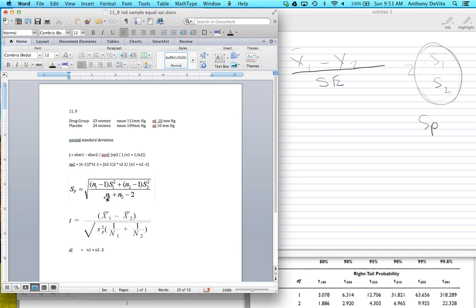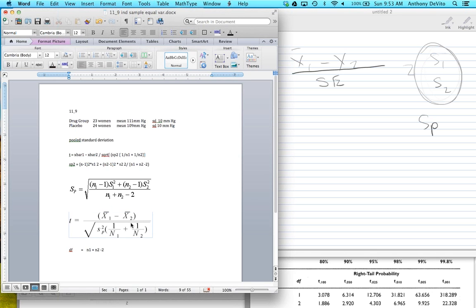Divide that by the two sample sizes combined minus 2, or in other words, n1 minus 1 plus n2 minus 1, right? And you would resolve that. In this case, as a matter of fact, I know since this is 10 and this is 10, this pooled standard deviation is going to become 10. My pooled standard deviation goes into my t calculation.